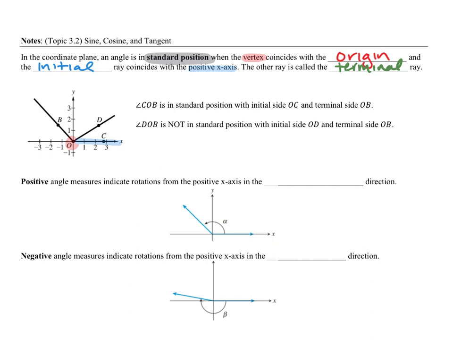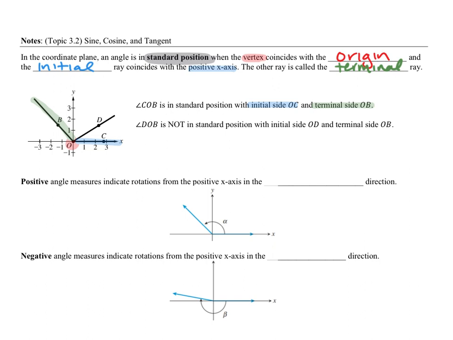So in this image, angle COB is in standard position with an initial side of OC and a terminal side of OB. So we see that it has a vertex at the origin, starts at the blue line at the initial side, OC, and ends at OB.